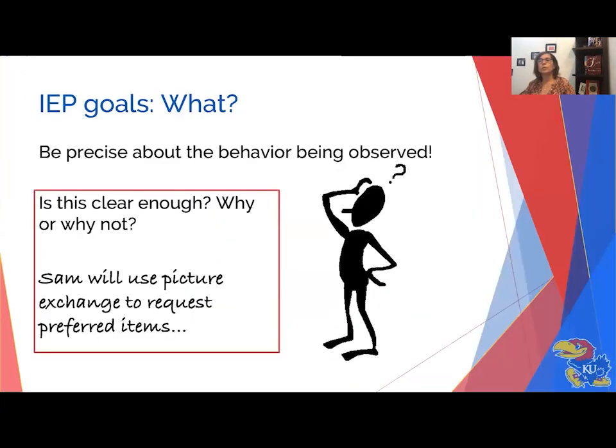All right, so we'll start with the targeted behavior itself, the what. We have to be sure that we're being precise enough when describing the skill that it requires no interpretation by anyone else, because again, a lot of people are working on this skill. So let's look at this example and determine, is this clear enough and why? Sam will use picture exchange to request preferred items. Is it clear enough? Why or why not?